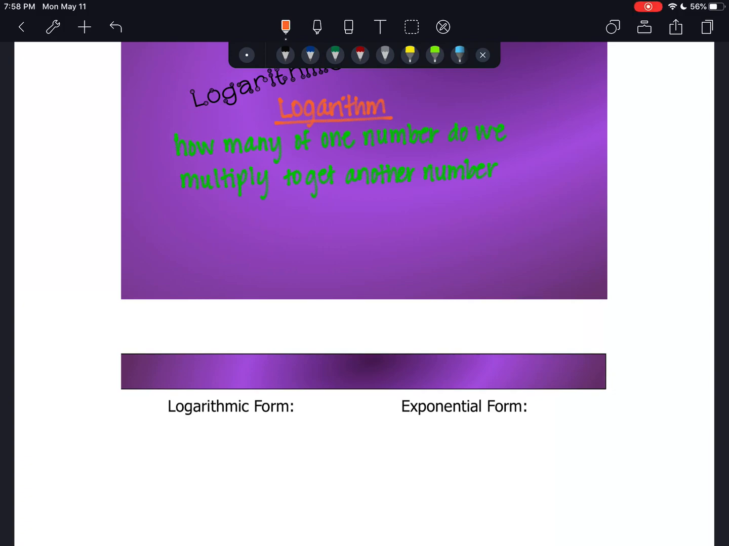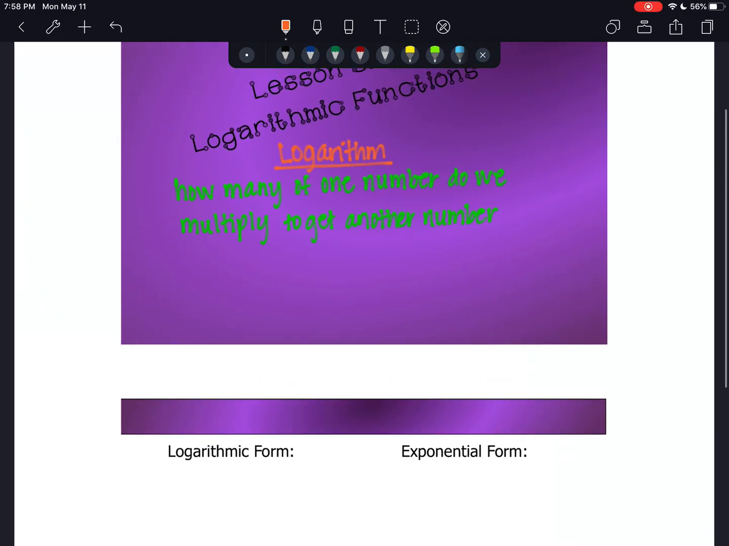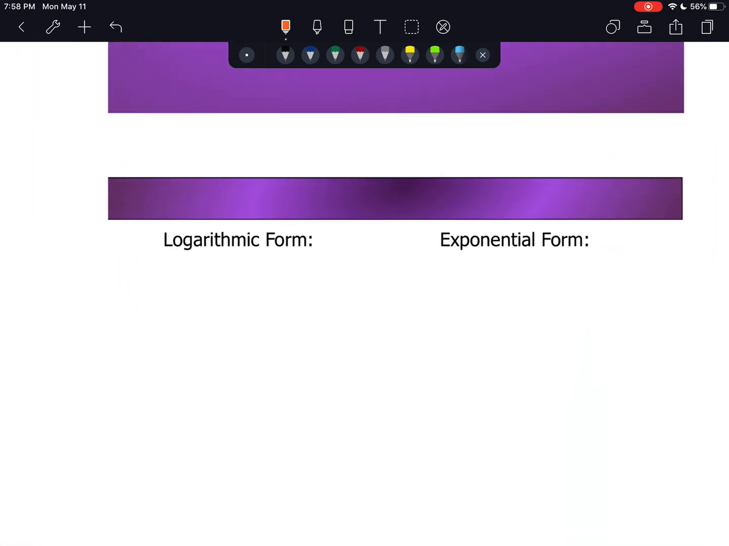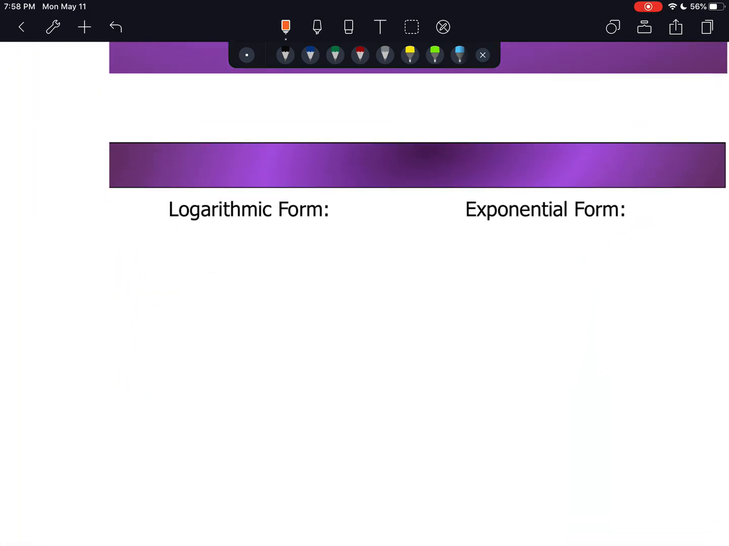In this series of videos that we're going to be talking about logarithmic functions, it's important to know what a logarithm is. And a logarithm answers the question, how many of one number do we multiply to get another number? So how many of one number do we need to multiply to get another number? So this is what logarithmic form looks like.